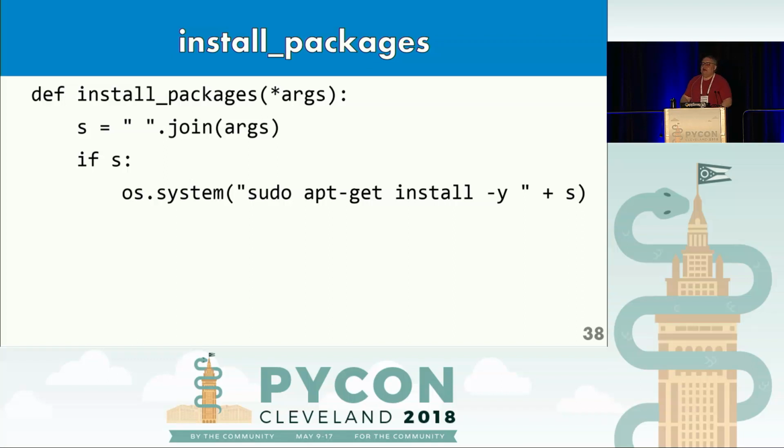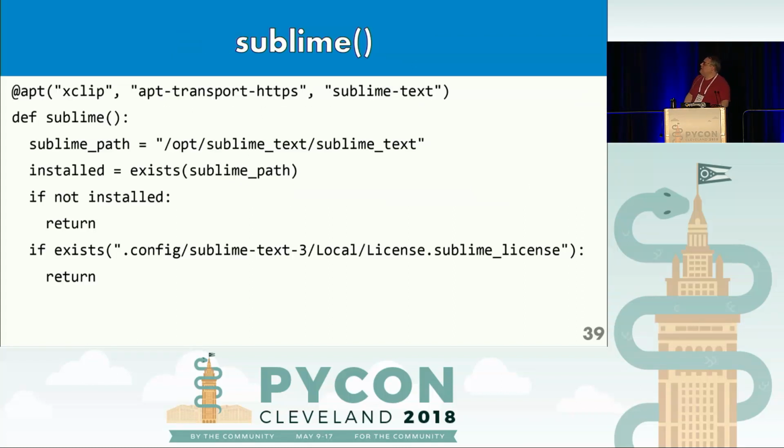Just to give you an idea of how crappy this code is, here's how I install packages. I pass in all of the packages I want to install, and I join it together, create a command line, and I call sudo apt-get install -y, say yes, here's your list of packages. You know what? I tried that, and it worked first time. Like, why are you writing shell scripts? This is so easy. It gets weirder. Here is how I install Sublime Text.